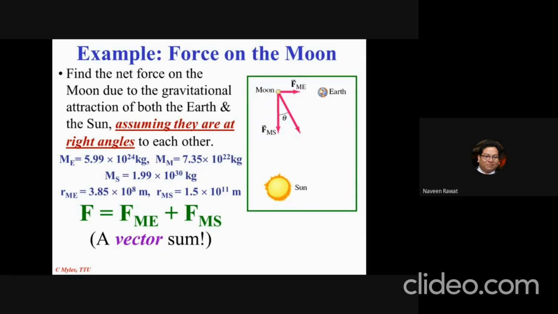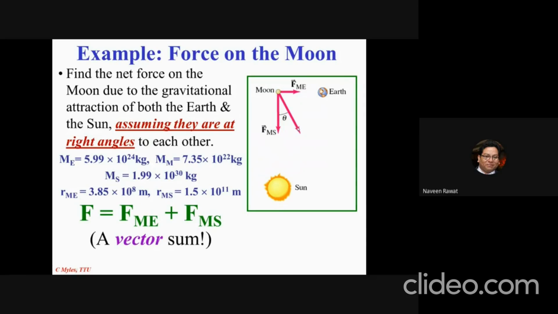You can assume that they are at right angles to each other, and we have been provided the values for the mass of the Earth and the mass of the sun, which is 2 times 10 to the 30 kilograms, and the mass of the moon, which is 7.35 times 10 to the power 22 kilograms. Also, the distances of separation between the moon and the Earth, and the moon and the sun, are provided. So the net force acting because of these two forces will be pointing in a certain direction here.